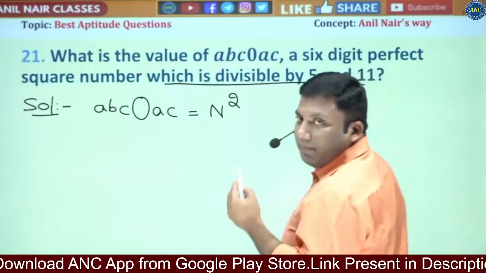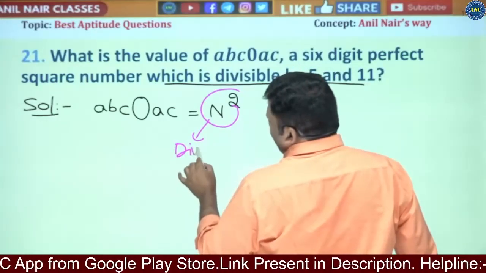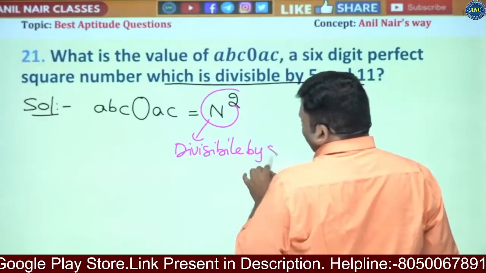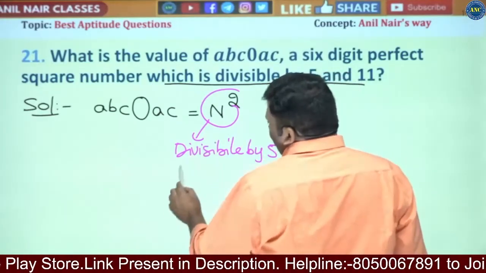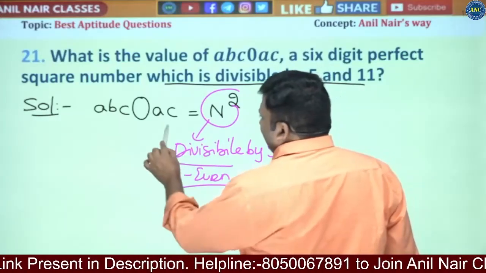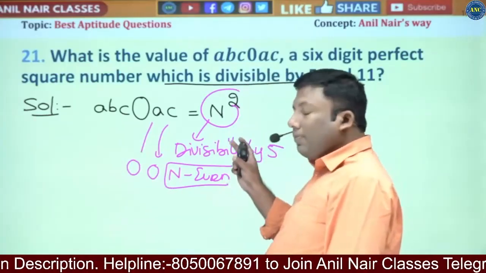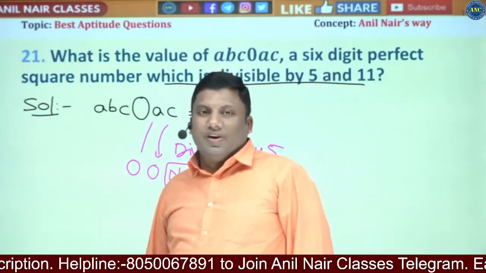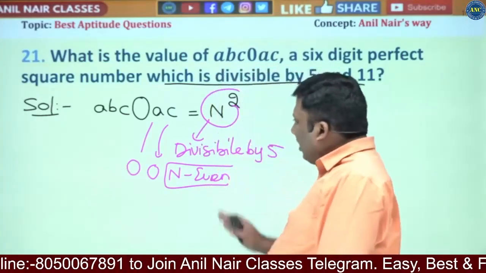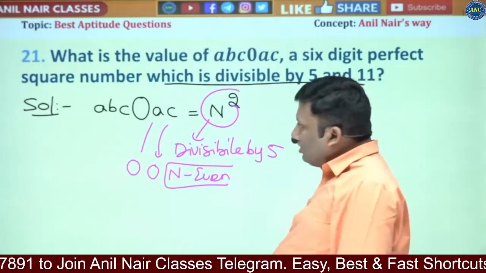The number is divisible by 5. Any perfect square divisible by 5. If n is an even number and divisible by 5, c will be 0 and this will be 0. What are the even multiples of 5? 5 into 2, 10 whole square, last two digits 0, 0. 5 into 4, 20 whole square, last two digits 0, 0. If n is an even number, n square equivalent to 100, n is 10, last two digits 0, 0.